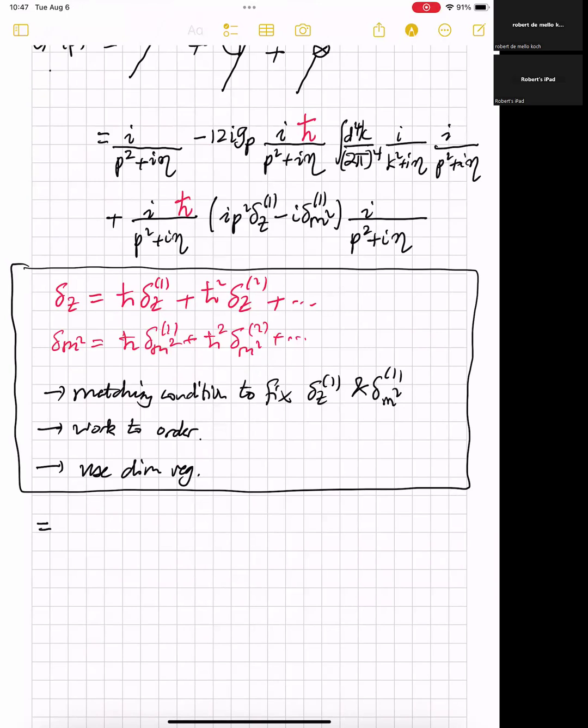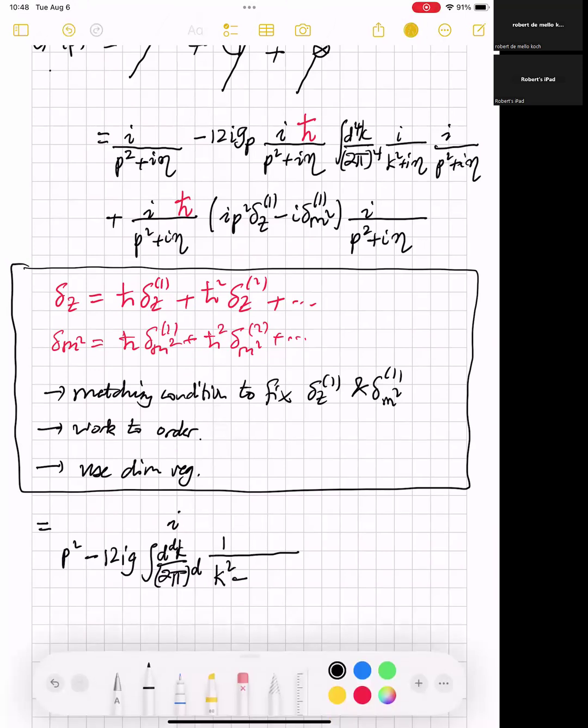This expression above can be written as i over p squared minus 12ig, an integral d^d k over 2 pi to the d. I've already gone into d dimensions because I'm using dimensional regularization. Then I've got 1 over k squared minus m squared, and let me put a tilde underneath so that you don't think it's any m that we've introduced previously, plus i eta. We'll talk about that in a moment. Why did I do that? And then we've got plus p squared delta z1 plus delta m squared 1, and then plus i eta. Okay, so that's the answer.